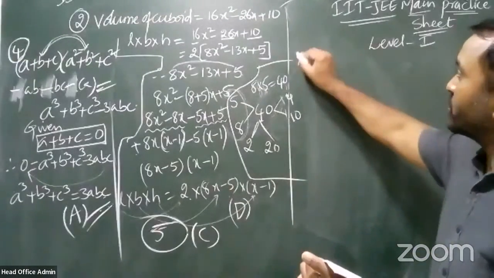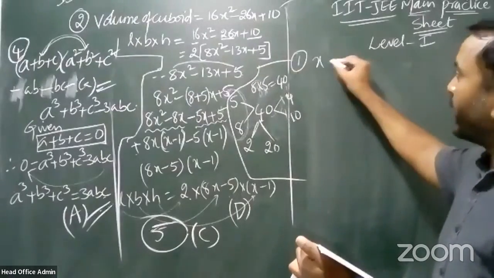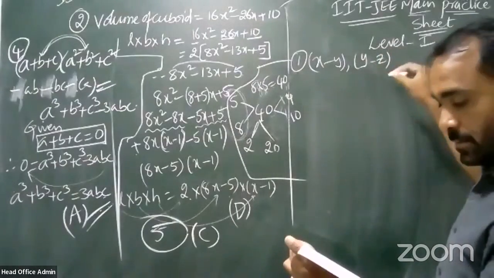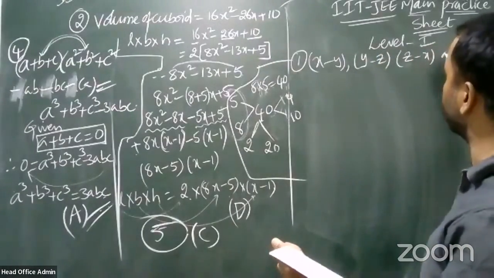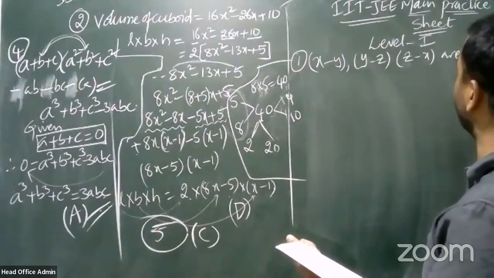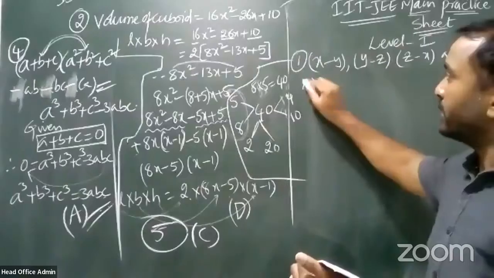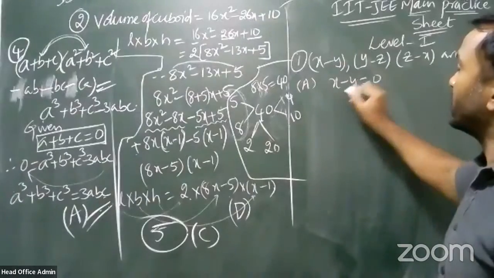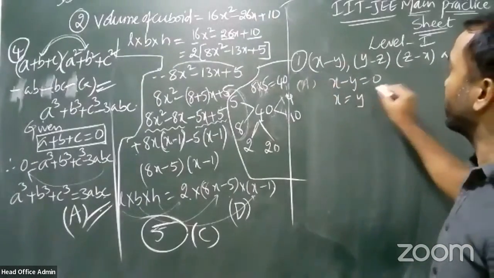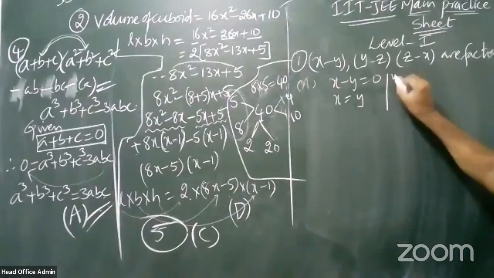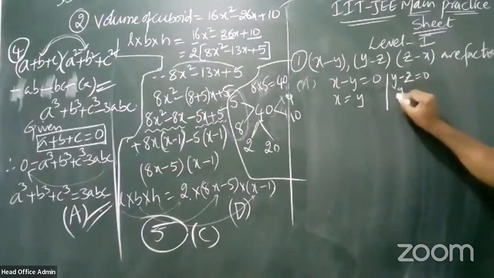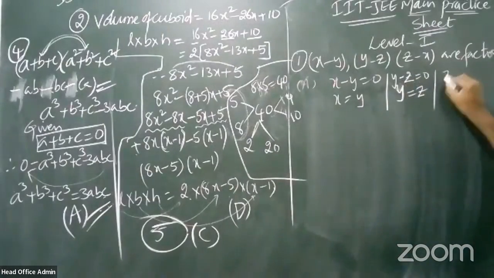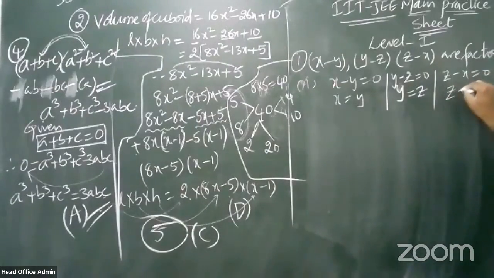See, given first question, x minus y, y minus z, z minus x are factors. What is option A? x minus y means x minus y equal to 0, x equal to y. Similarly, y minus z is a factor means y minus z equal to 0, y equal to z. z minus x equal to 0, z equal to x.